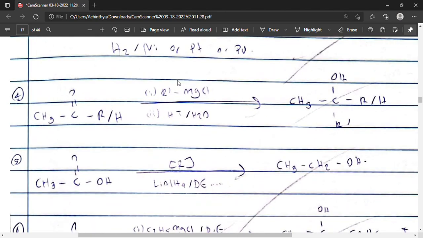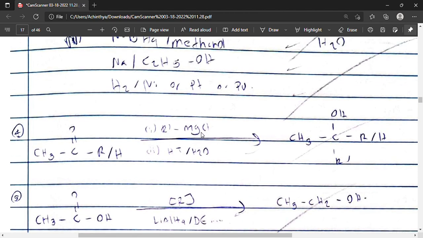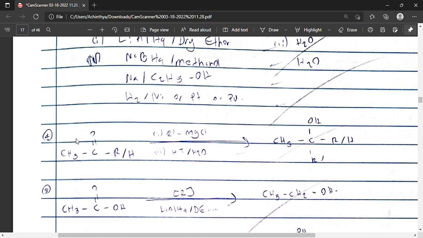Another way of producing an alcohol is by having a carbonyl compound, and we can add a Grignard reagent as the first step and hydrolyze it with acidic water, in which case the alkyl group of the Grignard reagent will add to the carbonyl carbon, as follows, and this carbonyl group will be converted into a hydroxide group by this step.